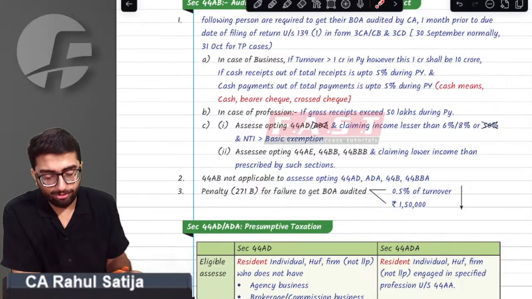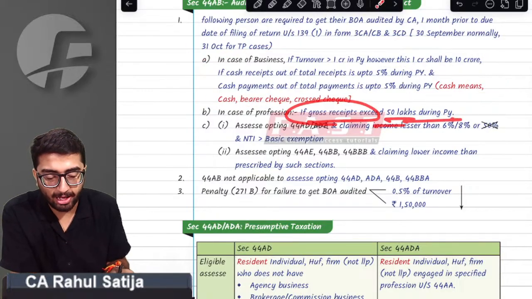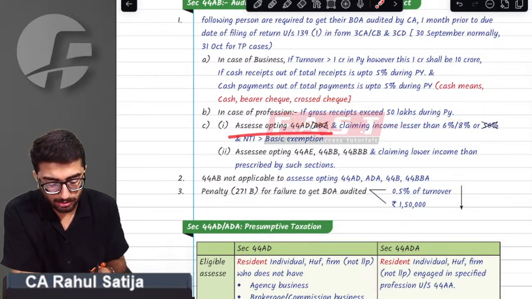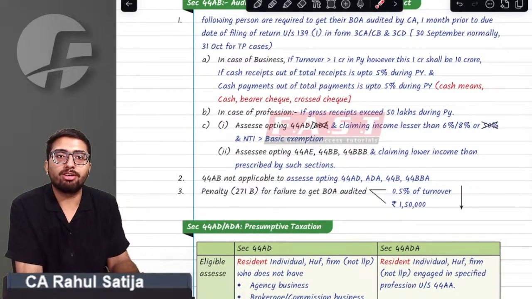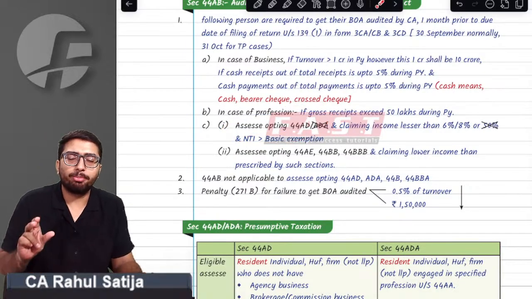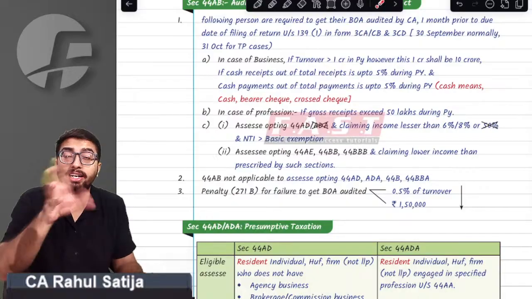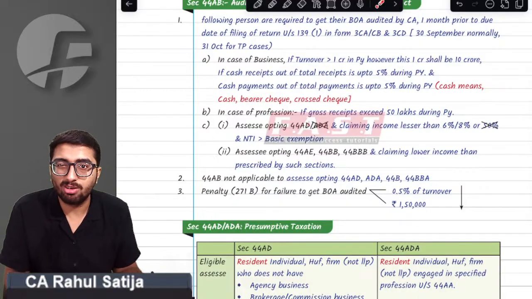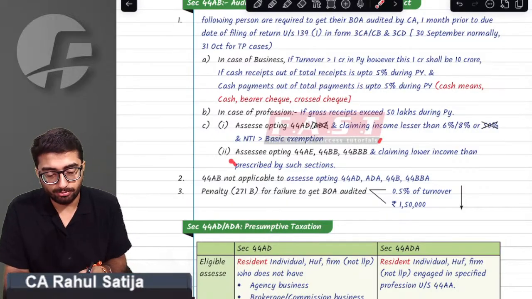Sir, in case of profession, if your professional gross receipts exceed 50 lakh rupees during the previous year, then you are required to get your books of accounts audited. Yes, sir. If any assessee opts for 44AD and has opted to pay 6% or 8% tax, and in any later year wants to declare lower, then you have to maintain books of accounts and get your books of accounts audited.